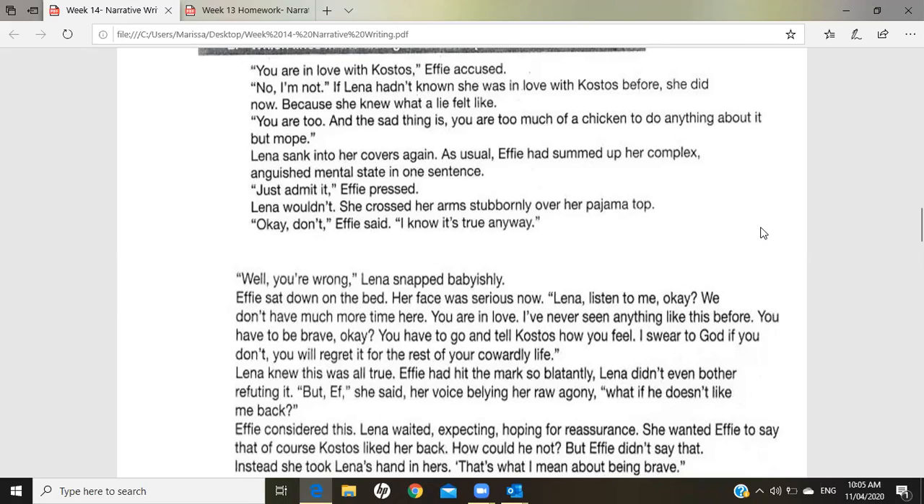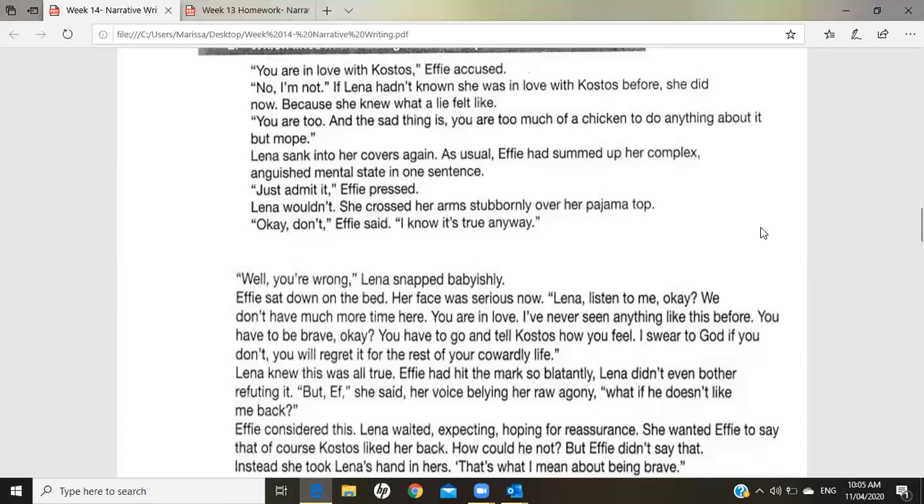So we get a sense that Lena is a bit of a coward. She's very shy. She is not brave. She's not like Effie, because Effie is the kind who is very bold and would go right up to Costos and tell Costos. But Lena is a bit more reserved, and she doesn't want to let everyone know her business. So that's why she doesn't even want to come out and say to Effie that she likes this person.